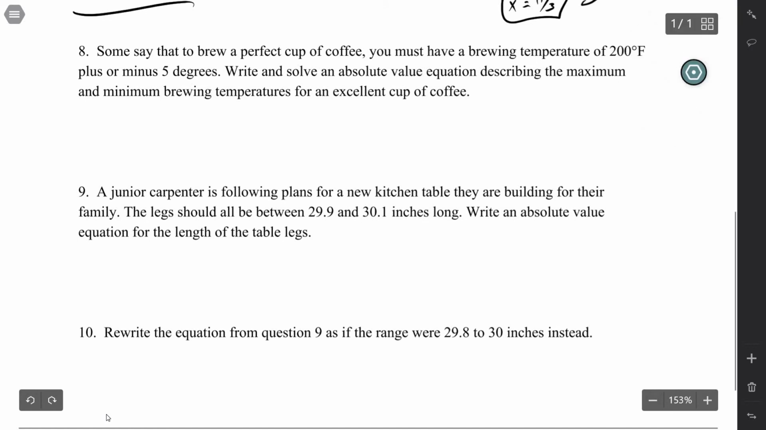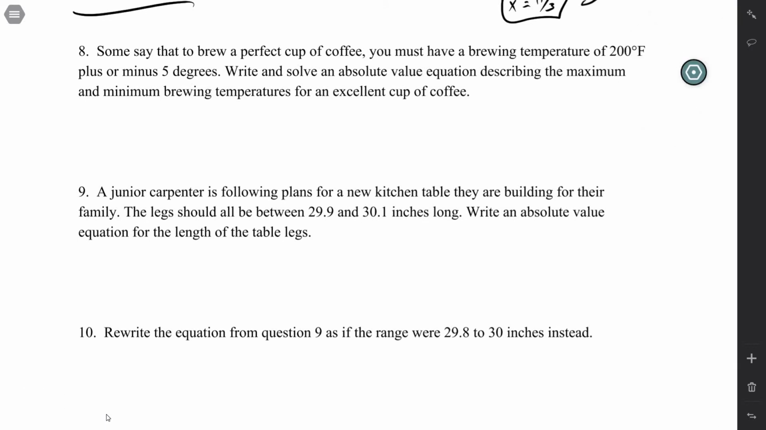Some say that to brew a perfect cup of coffee, you must have a brewing temperature of 200 plus or minus 5 degrees. Write and solve an absolute value equation describing the maximum and minimum brewing temperatures for an excellent cup of coffee. To start, if we're starting at 200 and looking for a difference of plus or minus 5 degrees, we can write that as 200 minus some variable, we'll just say x, because x is always used.